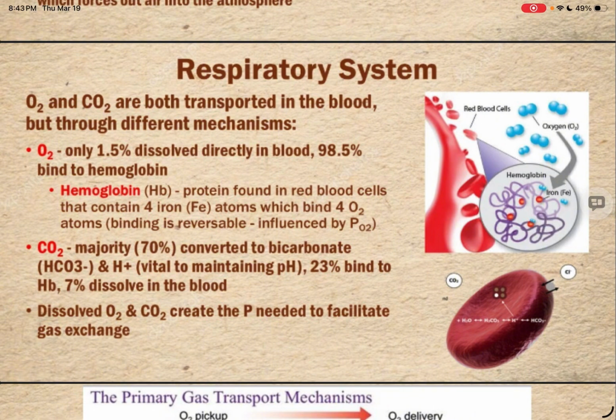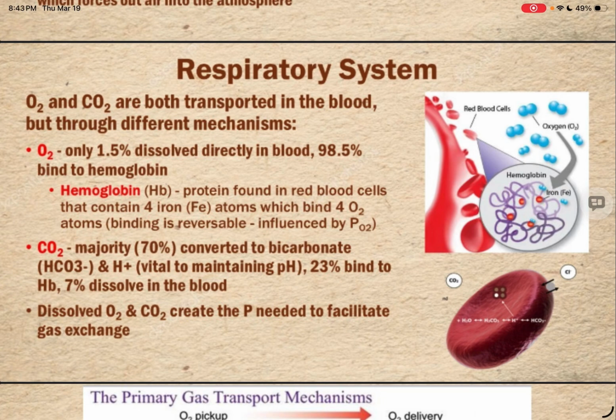Oxygen and carbon dioxide are both transported in blood, but through different ways. Oxygen, only 1.5% is actually dissolved directly in blood. The other 98.5% binds to hemoglobin. Hemoglobin is the protein found in red blood cells, and it contains 4 iron atoms, which then bind 4 oxygen atoms, and the binding is reversible, but again, it's influenced by partial pressure.